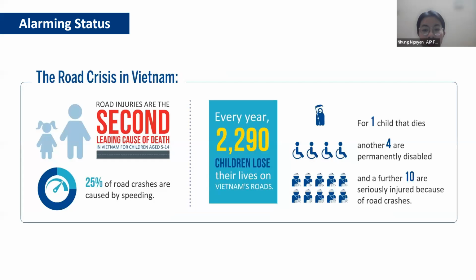there are over 17 million students in Vietnam from primary to upper secondary level. They are exposed to different traffic risks while going to school every day. And you can see on the screen here, every year Vietnam loses nearly 2,300 children on the road. And road injuries are the second leading cause of deaths for children between 5 and 14 years old.